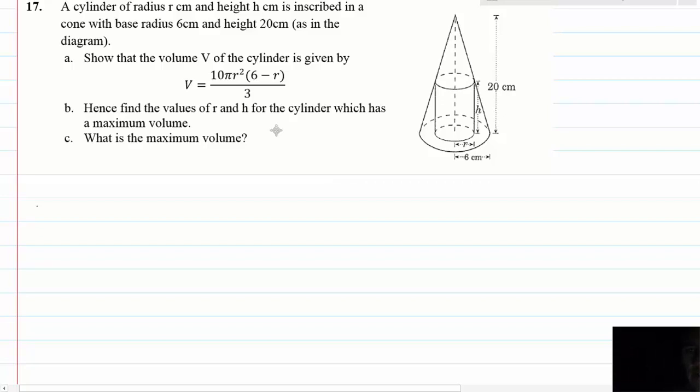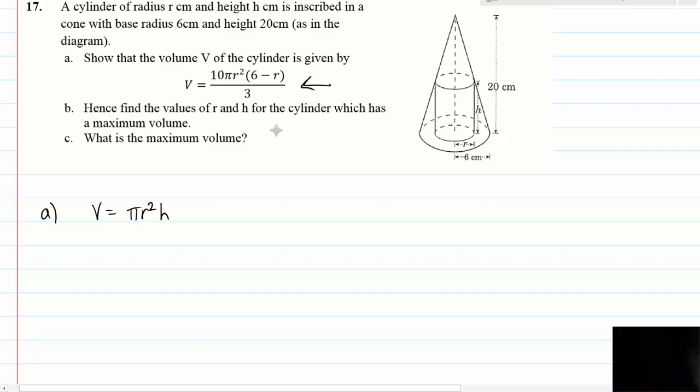We're going to have to use a little bit of similar triangles to help us solve this one. So first of all, part A is asking us to show that the volume is equal to 10 pi r squared (6 minus r) over 3. So I'm going to start by writing down my standard volume formula of a cylinder. Volume equals pi r squared h.